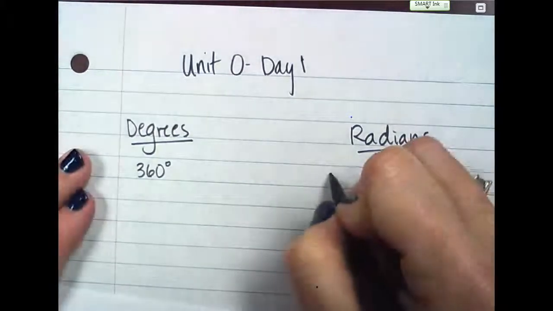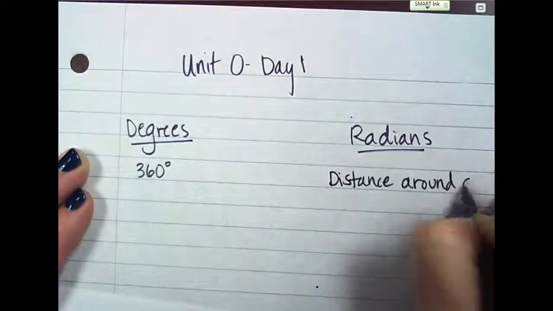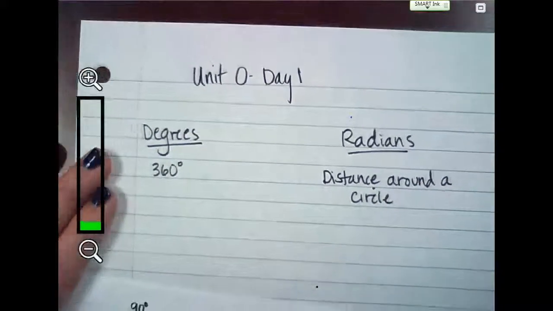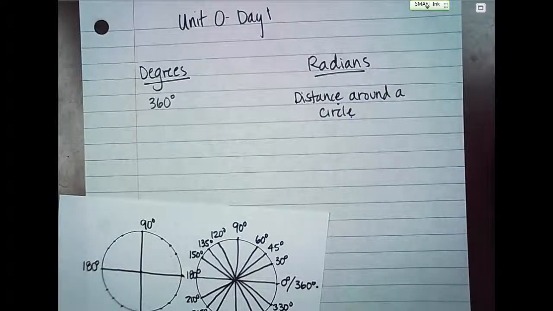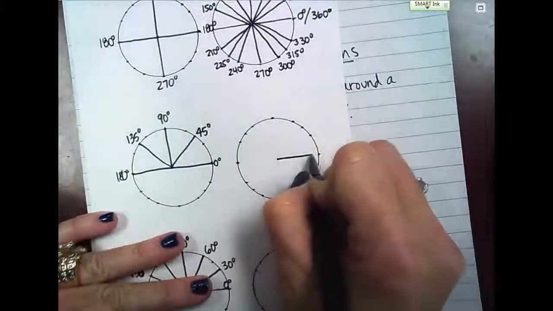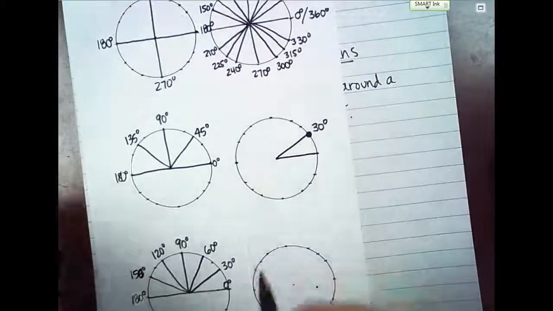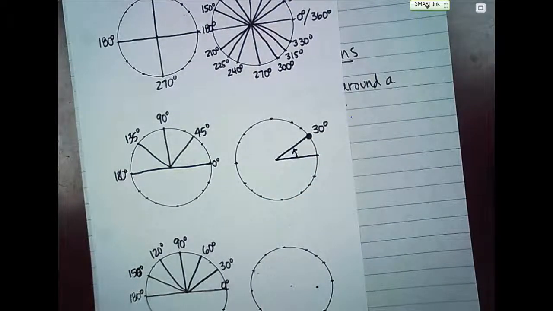A radian is the distance around a circle. I know I'm getting there. I heard someone say, wait a minute, that's the circumference. And yes, you're right, it's kind of like the circumference. So what I mean by that is, watch. If I told you that this first stop is 30 degrees, we got that because we knew that from here to here is 30 degrees, correct?